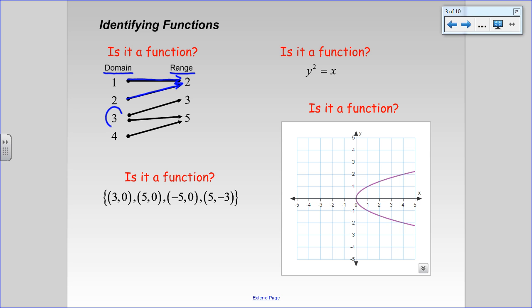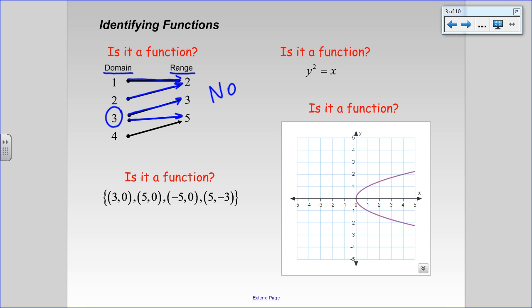However, look at the argument 3. In this case, this one argument has two different values that it's paired with, both 3 and 5. So same argument, two different values means that this relationship is not a function.